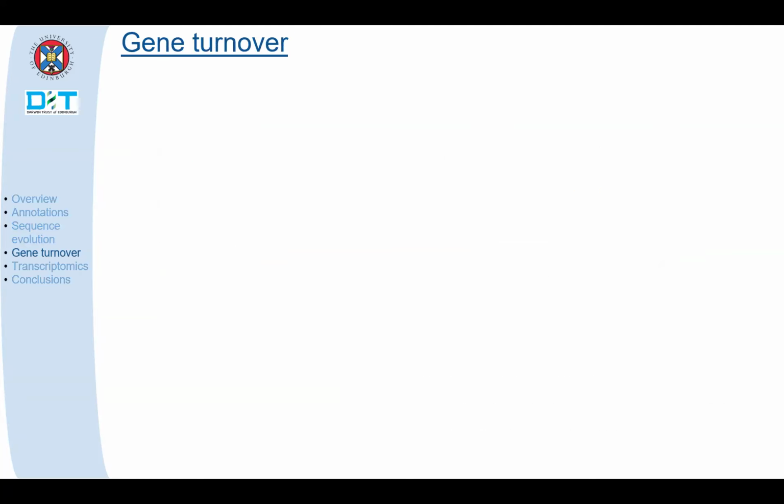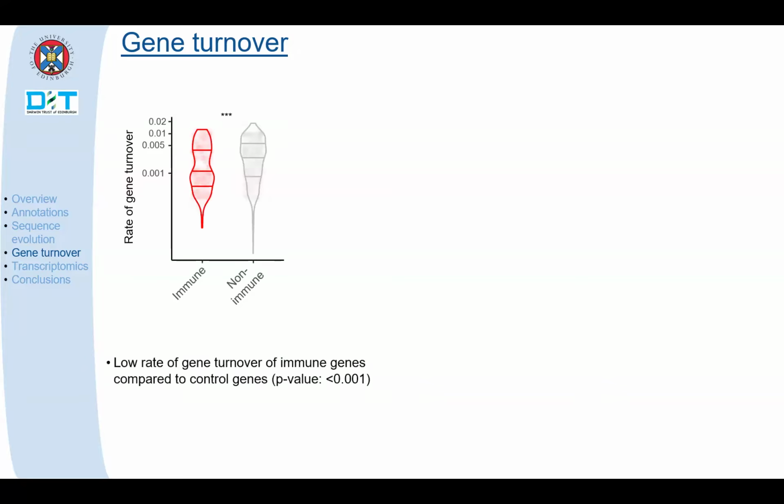So now the gene turnover, and the result here is quite surprising. We find that the immune genes' turnover rate is lower compared to the non-immune genes. At first glance, this might seem contradictory, because if immune genes are evolving faster at the sequence level, why aren't they also being gained or lost frequently?